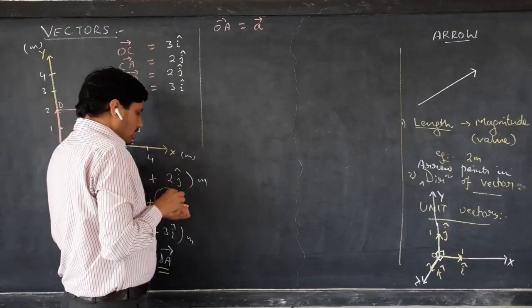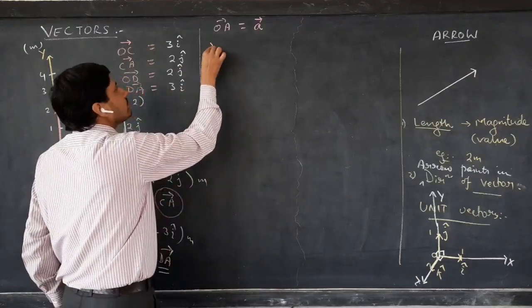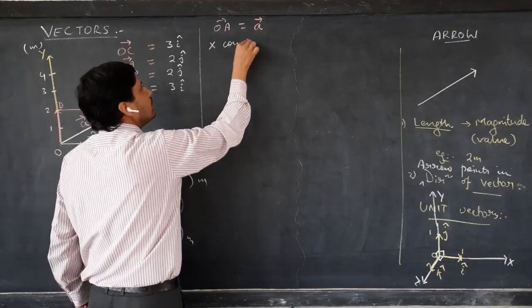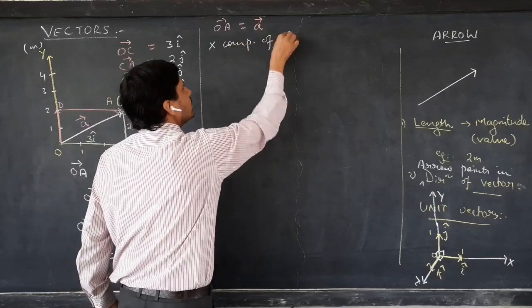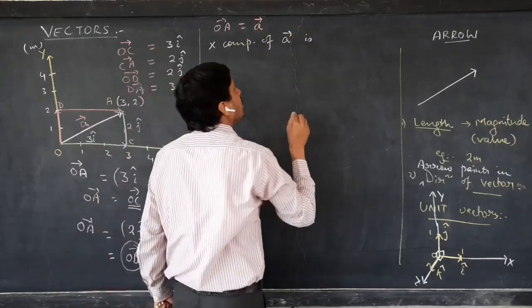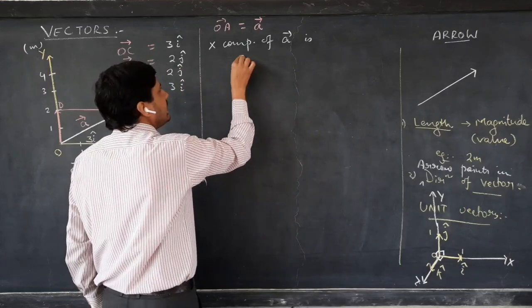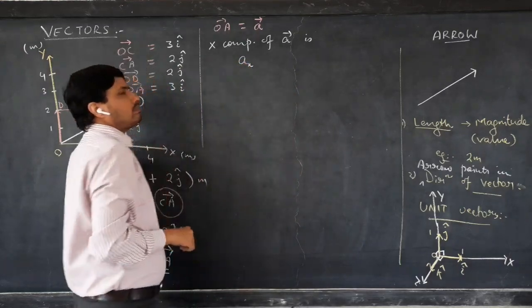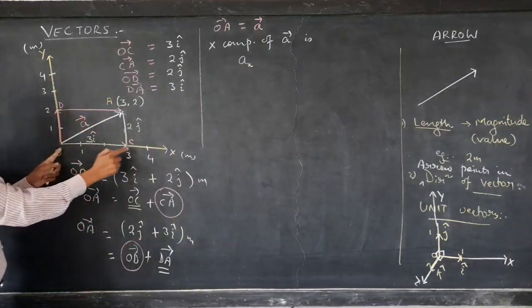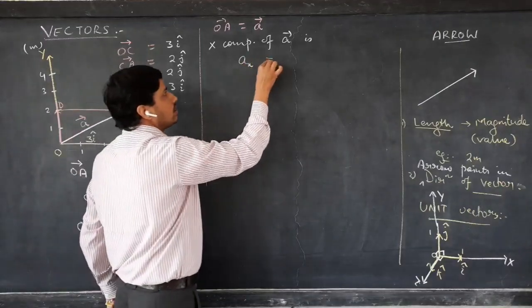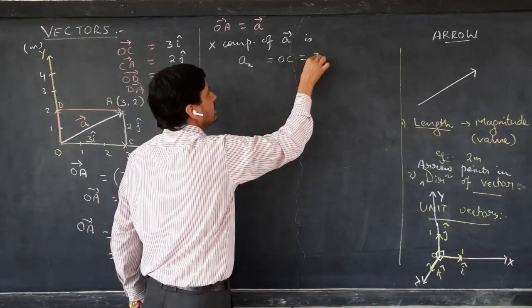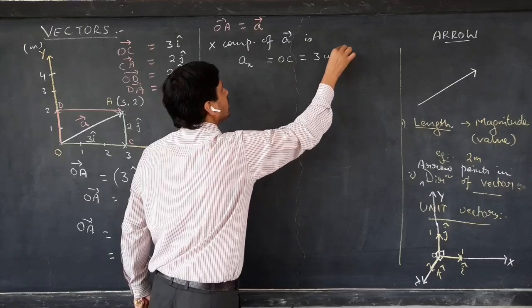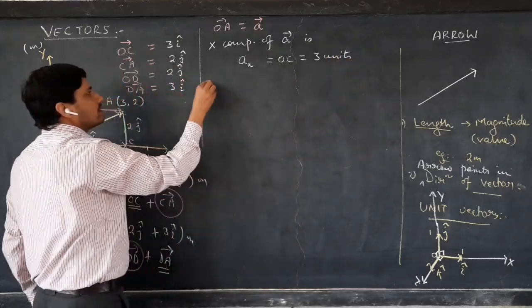So x component of this vector, we'll write it as ax. And how much is that? That is O to C. And that is 3 units. If it is a displacement, we can write meters.